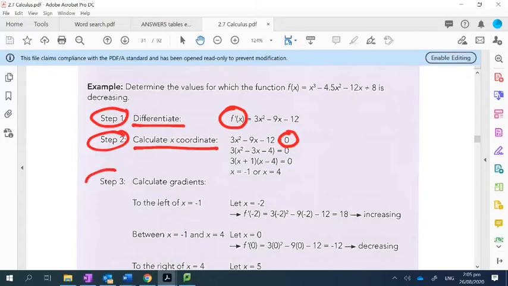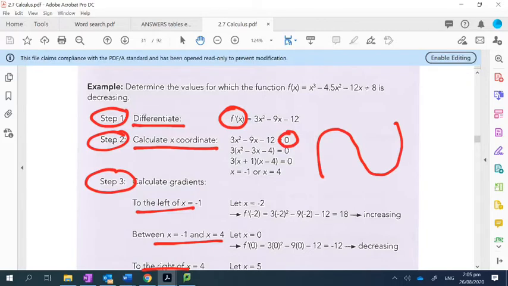Then we're going to be calculating the gradients either side. To do that, you simply pick a test point either side to find out what the gradient is to the left, between, and to the right, in this case, because this is a function that's doing something like this. So if this is a turning point and this is a turning point, I need something over here to tell me what's going on. I need something here between those two.